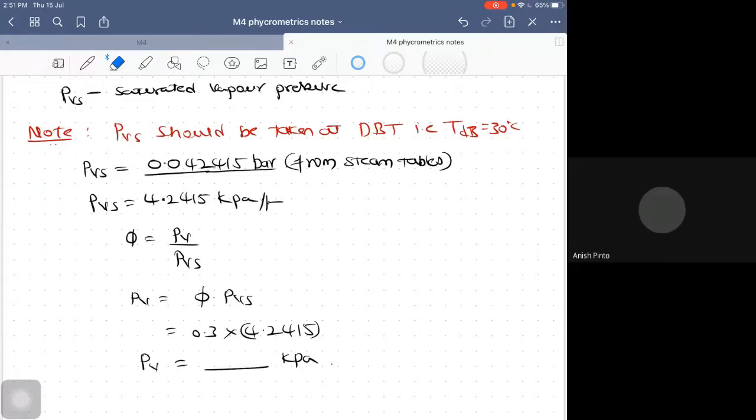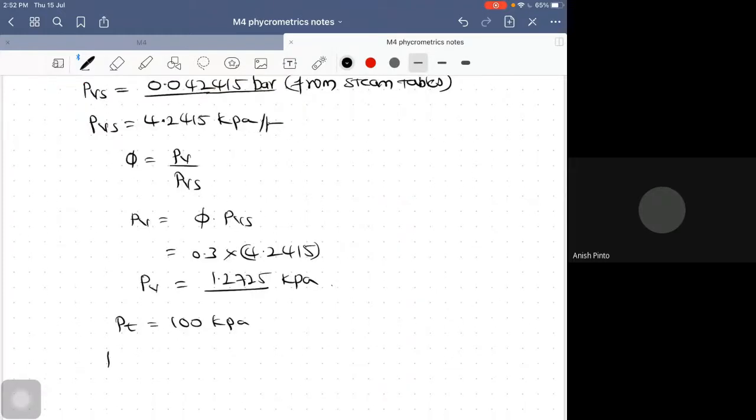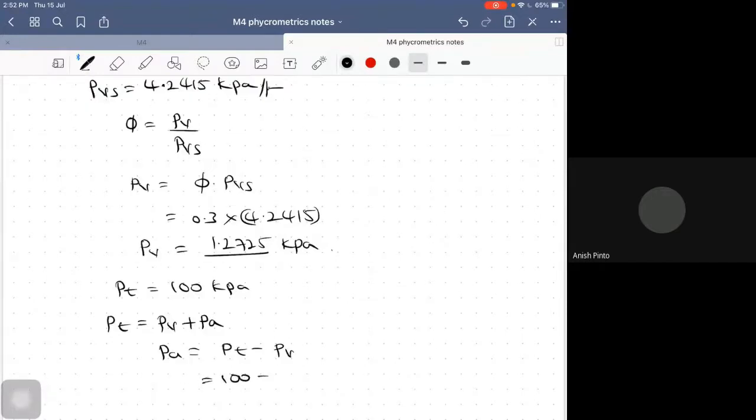1.2725. This is the pressure of vapor. Now, the value of PT is given, which is 100 kPa. We know that PT is nothing but PV plus PA. From this, the value of PA is PT minus PV. So that is equal to 100 minus 1.2725.